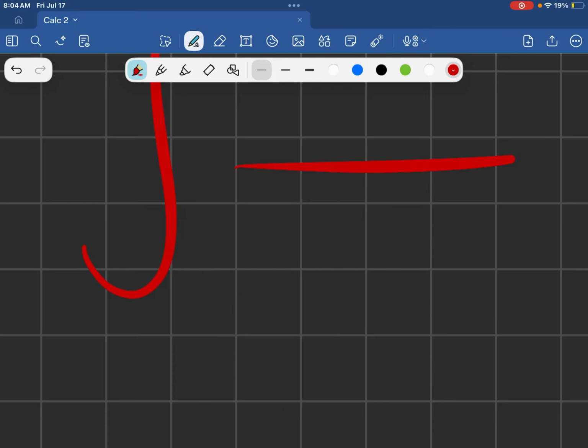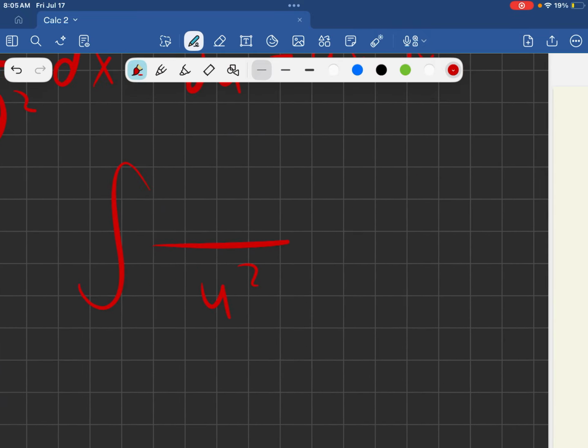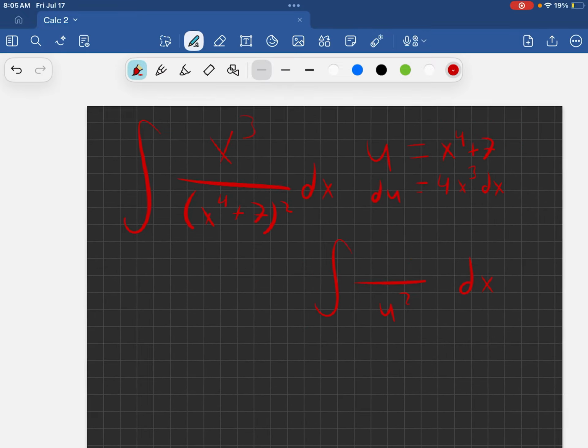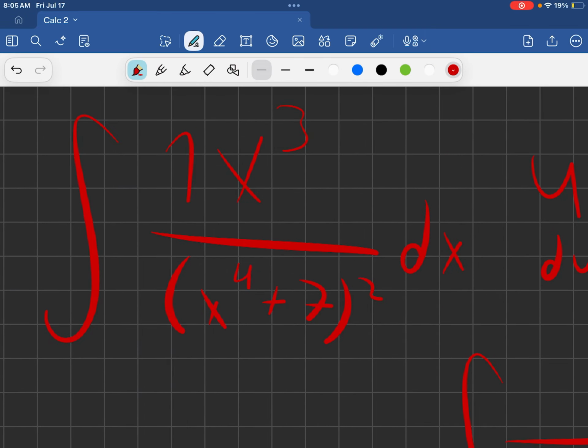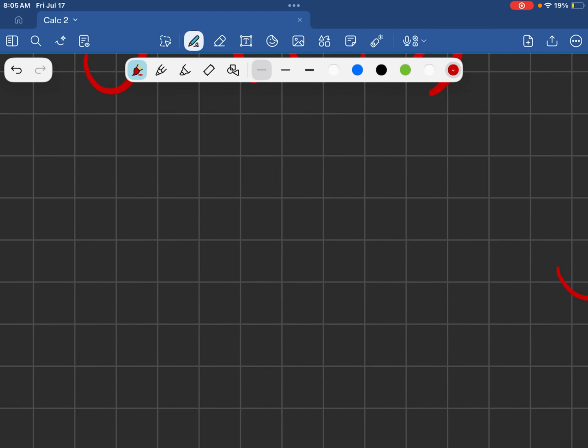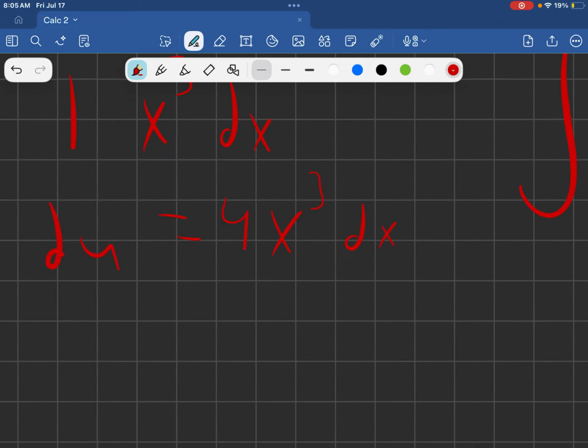So now put everything in terms of u. We have u squared in the denominator, we know that. And we have that dx, it's still going to be there. But here we see we only have a 1 dx, or a 1x cubed dx. So essentially we can write over here 1x cubed dx is what we have, but we know du equals 4x cubed dx. So what we have is equal to 1/4 du.